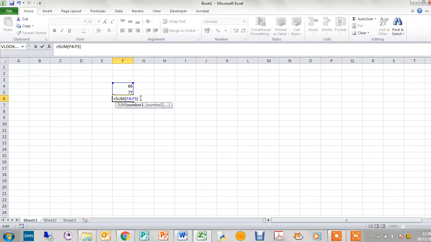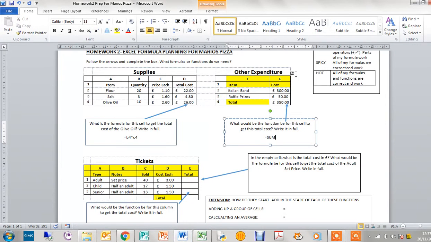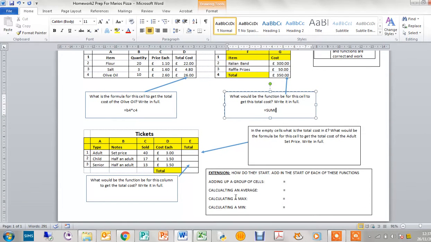I want to count them up, to add them up. That's a sum. So equals sum bracket F4 to F5, in this case, equals that. But in this case, it's going to be different because there's no F, there's G. So what would you do? So you go equals sum, and then bracket, and then you can do the rest.